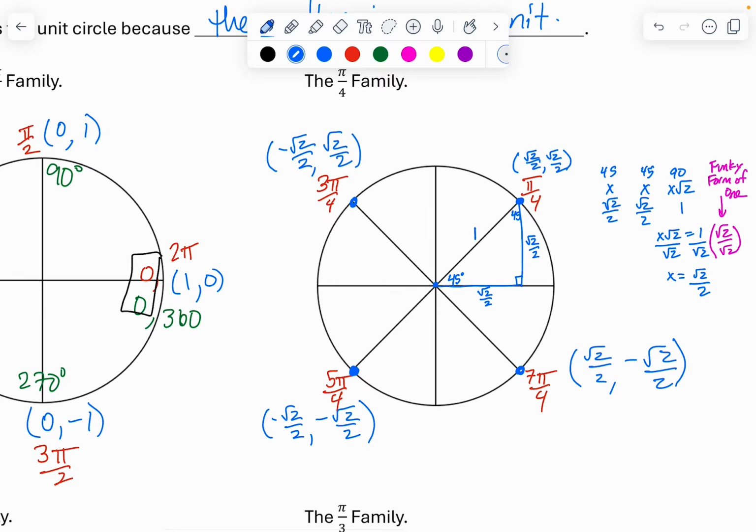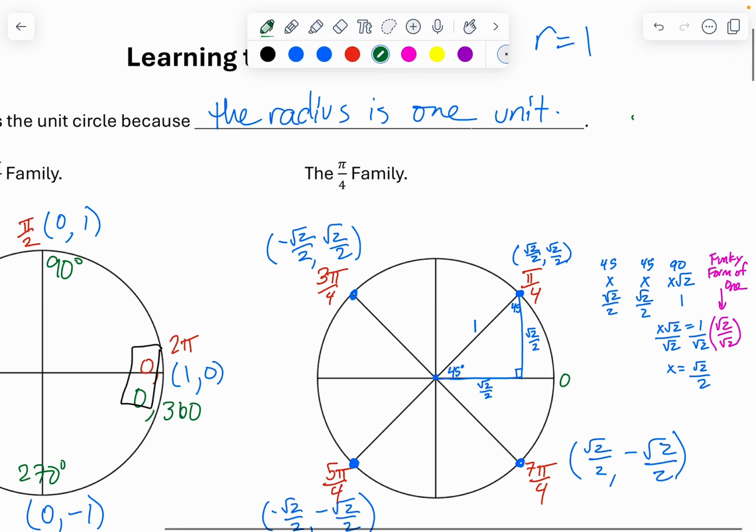Okay, and so this is what we need. So now we've got our coordinates for the pi over 4 family. Oh, I should probably do degrees. So this was still 0 degrees. If we take this 360 and divide it into the 8 chunks that we have, each one is 45 degrees. So this angle up here is 45 degrees. Here comes 90, which we don't need to write down. And 90 plus 45 is 135.